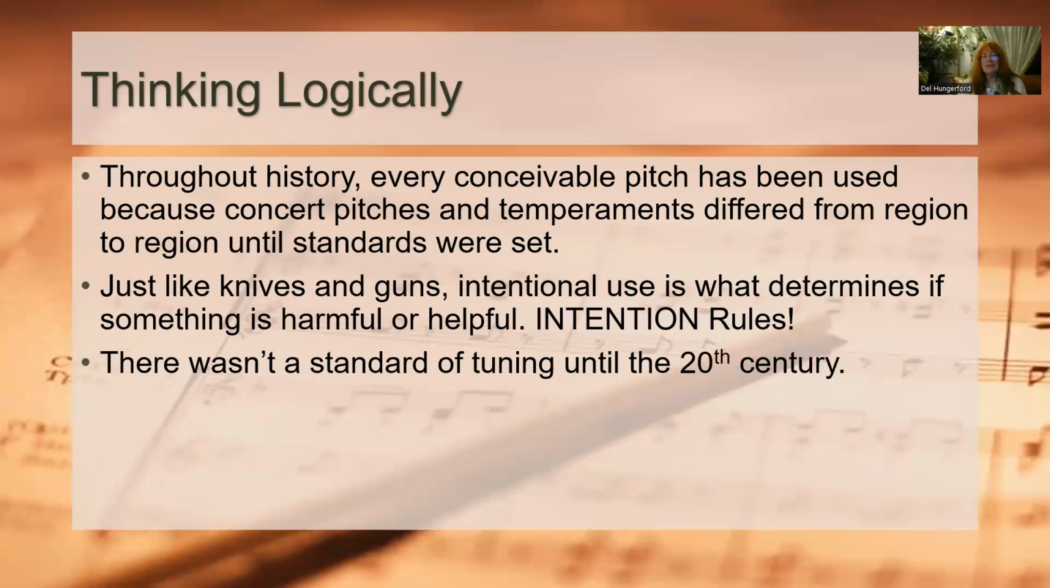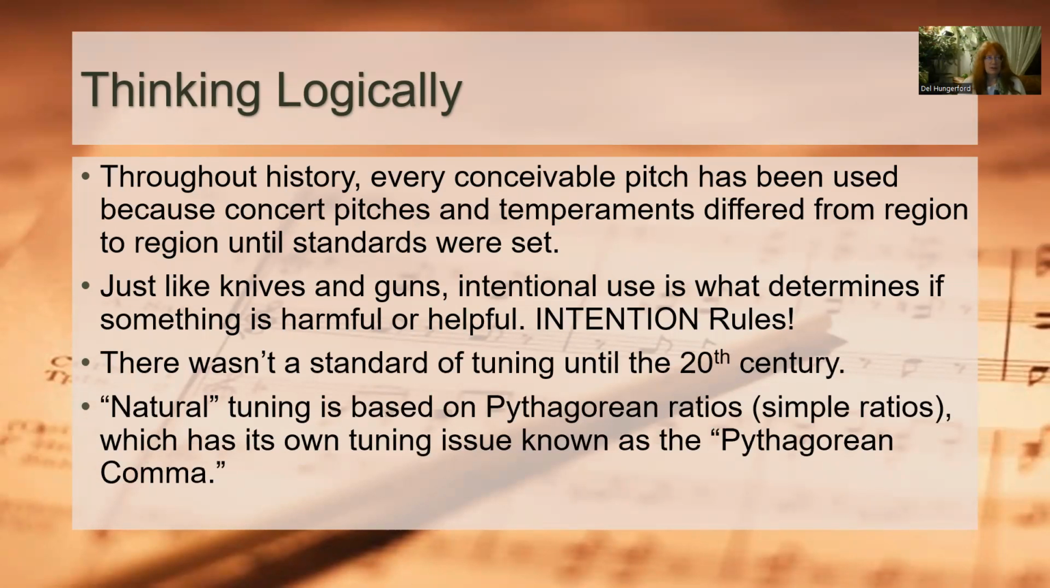There was not a standard of tuning or temperament until the 20th century, and you'll learn why that happened. Natural tuning is based on Pythagorean ratios, which are simple ratios. Most people are familiar with Pythagoras. The problem is known as the Pythagorean comma, and there are lots of videos on that. Basically, when you start tuning in fourths and fifths and keep going up, and eventually you come back to the octave, it's really out of tune. They used to call it the wolf tone in the Baroque era.